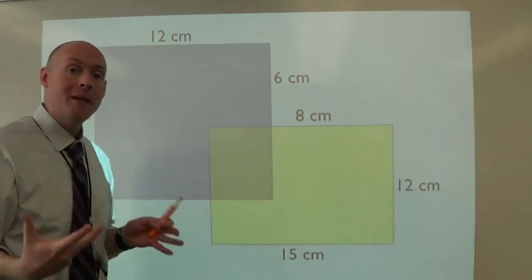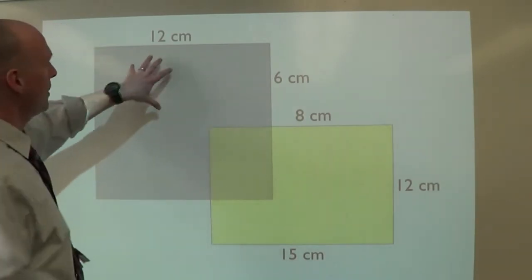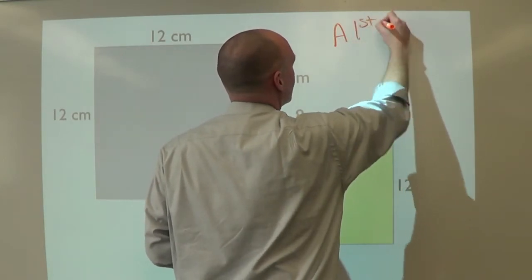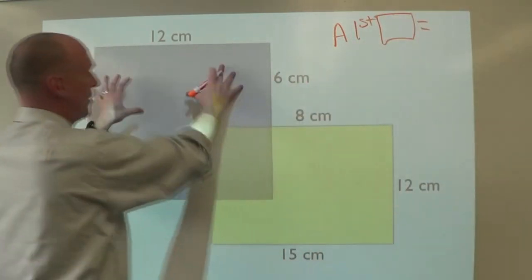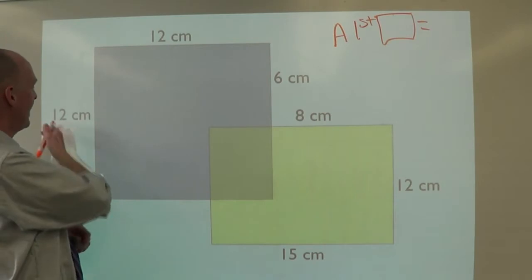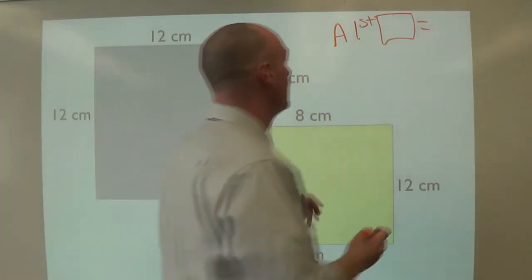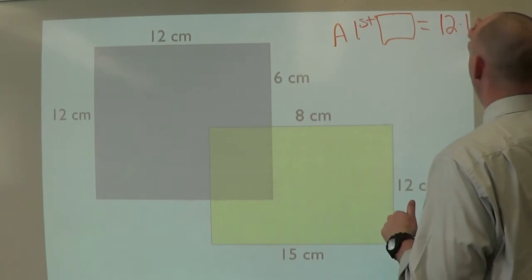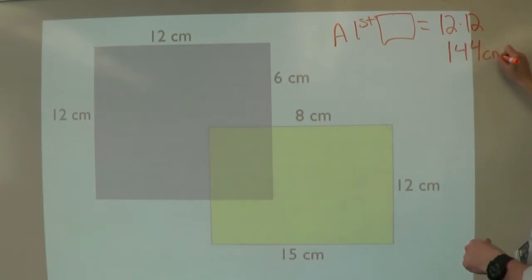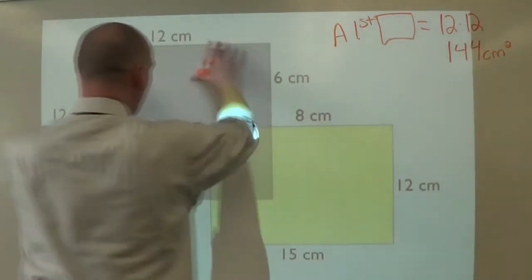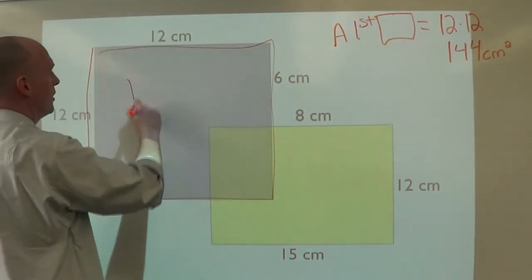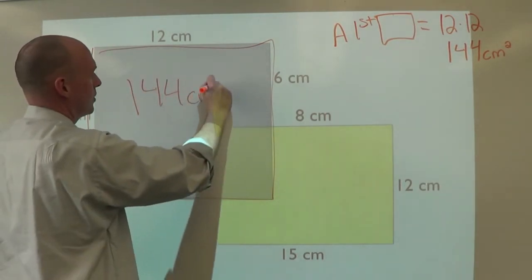So step one, let's break it up into pieces and see if there's anything we recognize. Well, let's start up here. Let's find the area of the first square, which we'll call this one. I see a base of 12, and I see a length of 12. So it's going to be 12 times 12 to make it 144 centimeters squared. So this whole thing here is 144 centimeters squared.